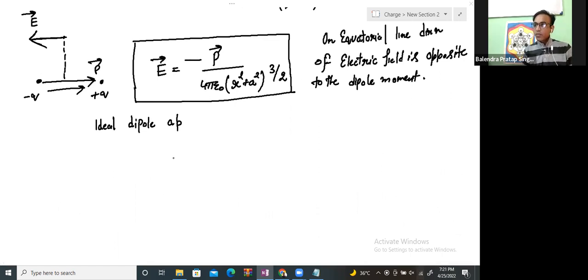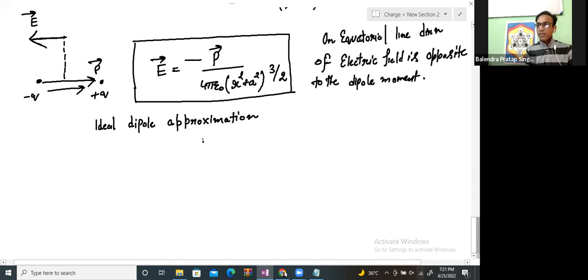Sir, we can write 1 over 4 pi epsilon. Yeah, you can write 1 over 4 pi epsilon naught, or you can also write K. But it's better to use 1 over 4 pi epsilon because the value of K we consider only for numerical purposes. Both are correct. I'm not saying this is wrong, but it's better to use 1 over 4 pi epsilon. Now, ideal dipole approximation.